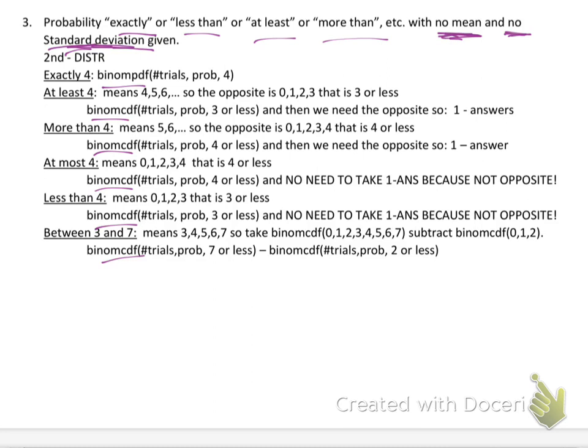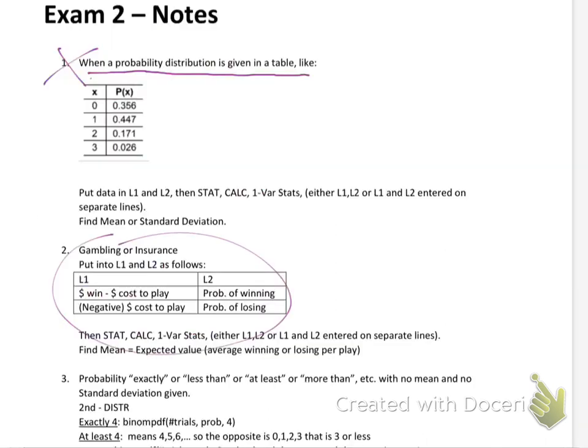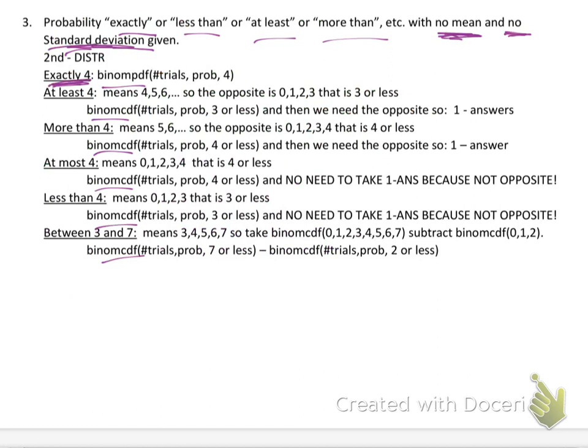And it's talking about exactly 4. Was it 4? Yeah, exactly 4 adults. What's the probability that exactly 4 adults all have health insurance? So this is a binomial. This is an exactly 4 binomial. So which one is it? Let's go back and look. What do you do for exactly 4?